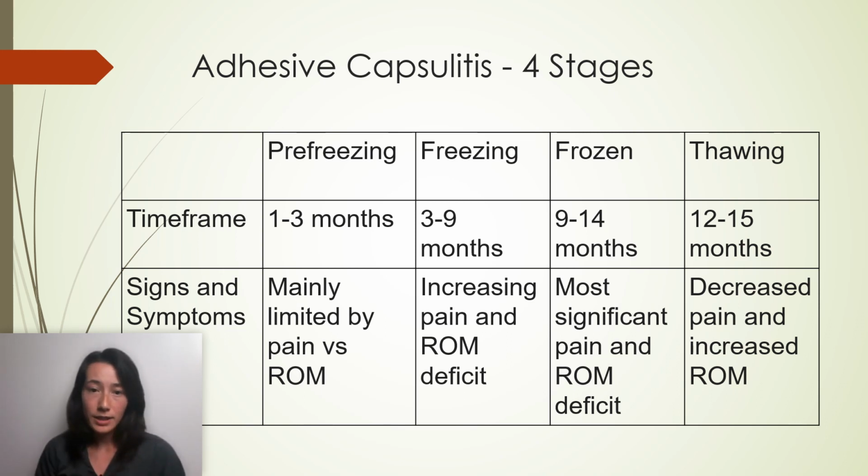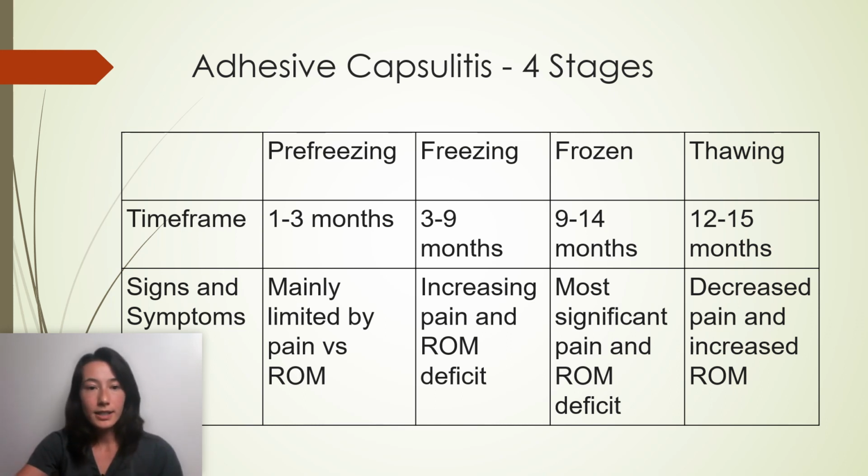Now, because every person presents differently, these phases are suggested to occur in a general time frame range. According to ChoosePT.com, pre-freezing can last between 1 to 3 months, freezing between 3 to 9 months, frozen between 9 to 14 months, and thawing between 12 to 15 months. Again, there are other sources out there aside from just ChoosePT, and these might suggest different timeframes. To give an example, AAOS proposes that the thawing phase may take up to 2 years.